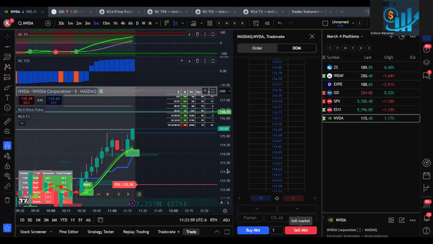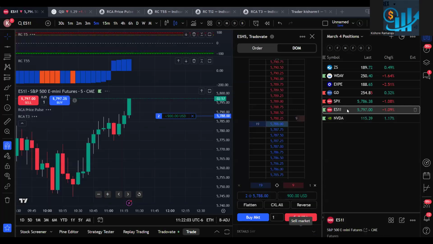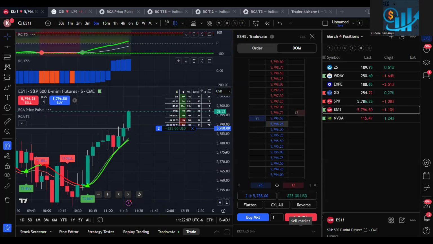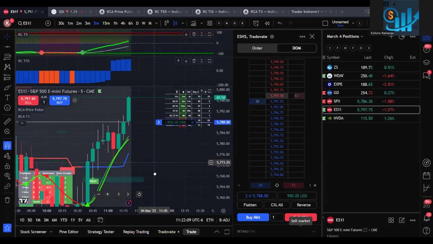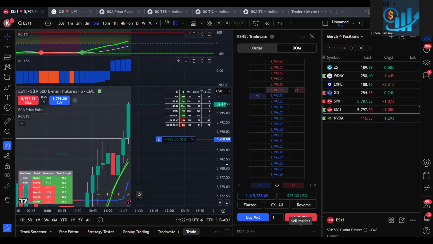So NVIDIA is going up quickly, right? Your ES is going up quickly, right? It made nearly $900. So if you have 10 accounts, that is nearly $9,000 profit, right? That is good enough. $1,000 profit. I can take profit on that.